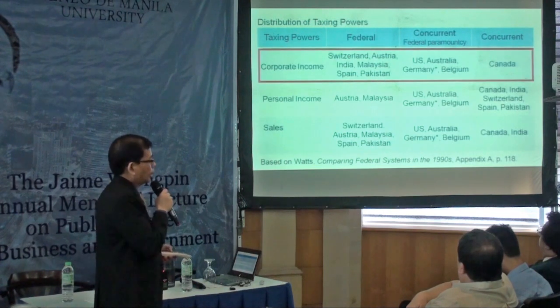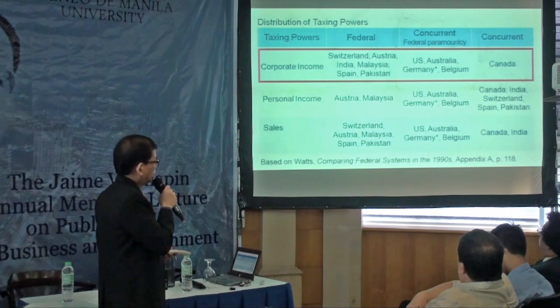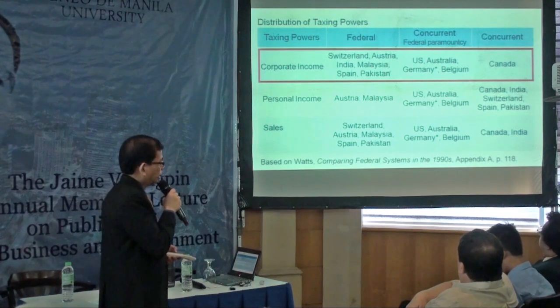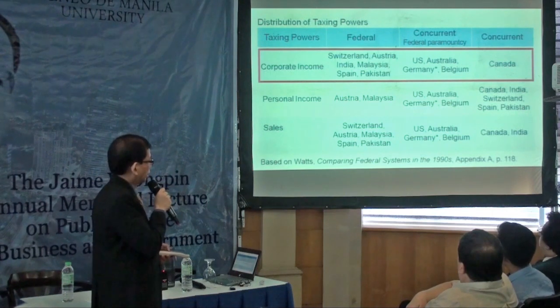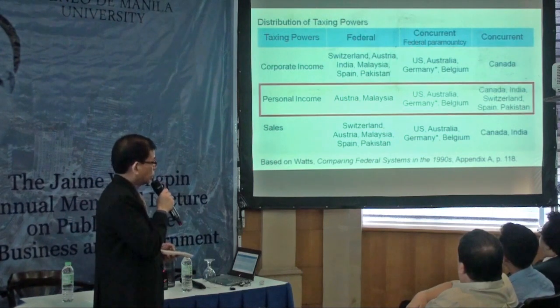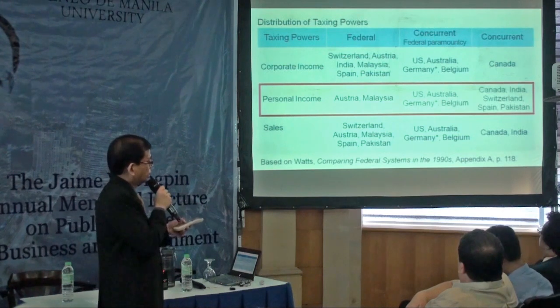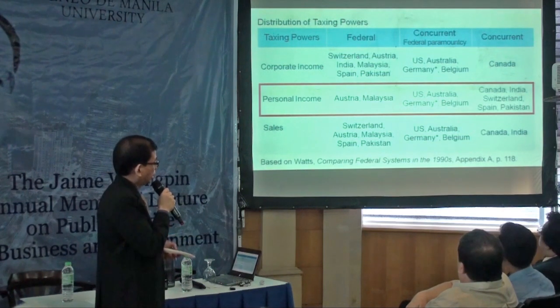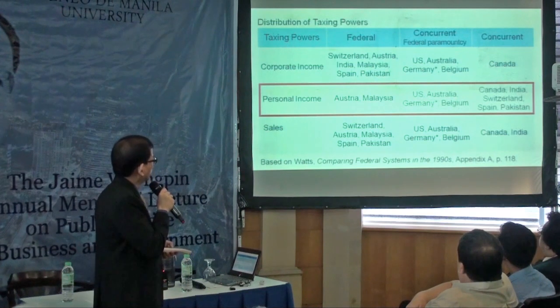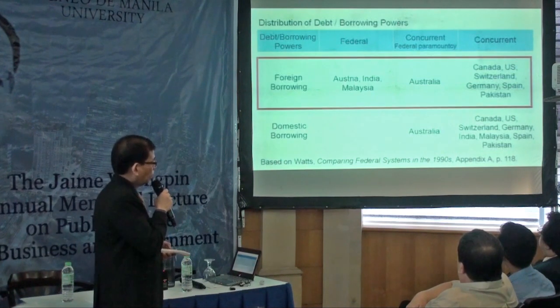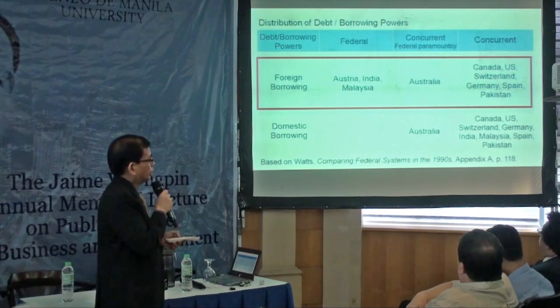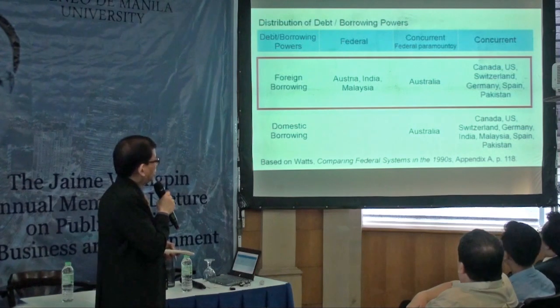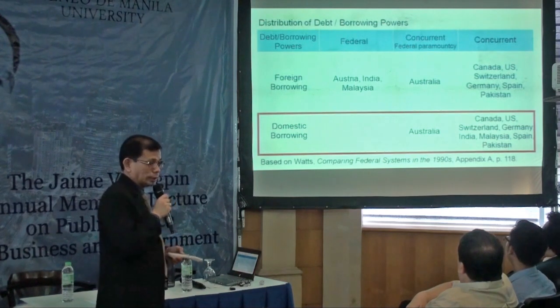You have corporate income tax now becoming different. In more countries, it is still federal, but you would have an increase in countries becoming concurrent. Canada is also purely concurrent. As well as personal income, the same thing happens, but you would notice that concurrent now has more countries in that column. In terms of foreign borrowing, three countries are exclusively federal, one concurrent, but more are concurrent. And domestic borrowing is mostly concurrent.